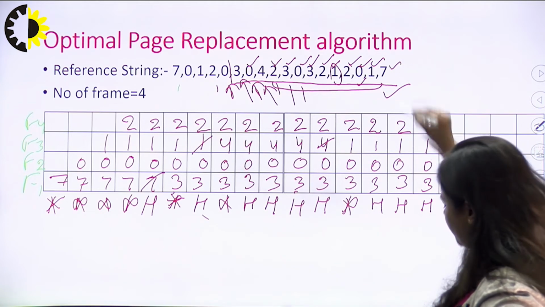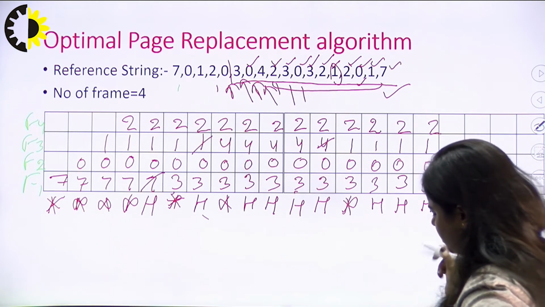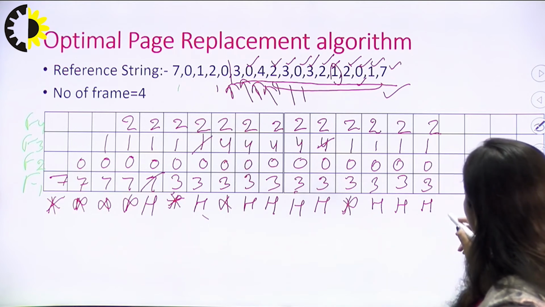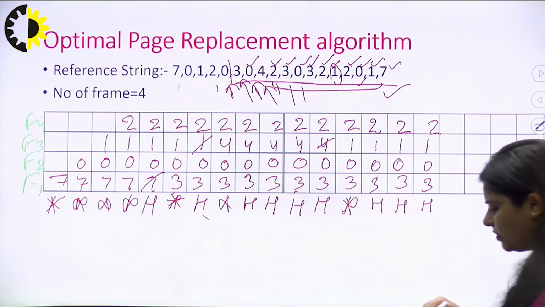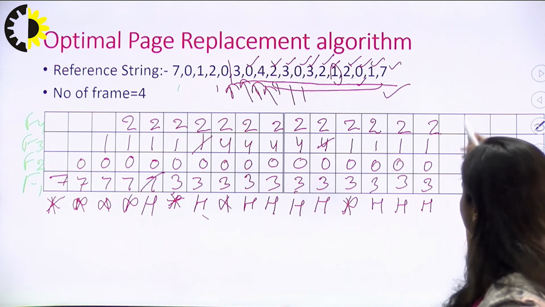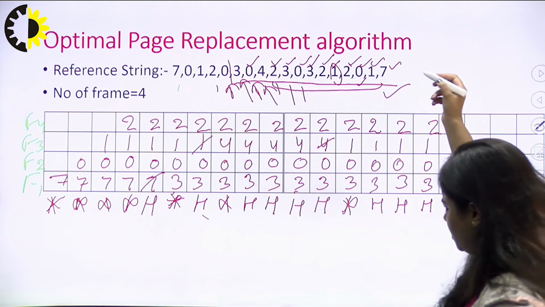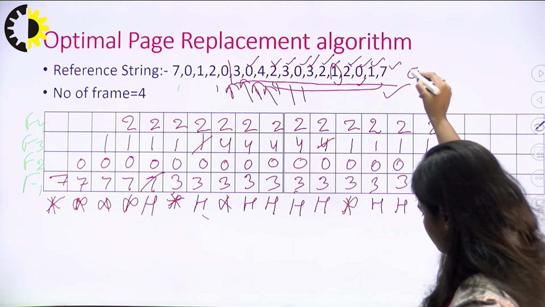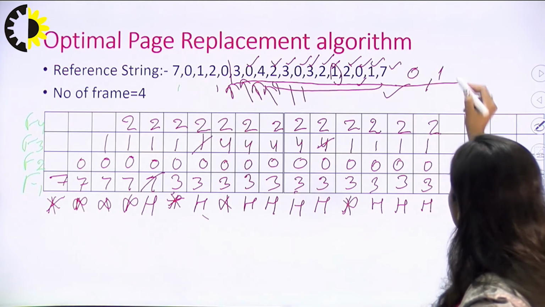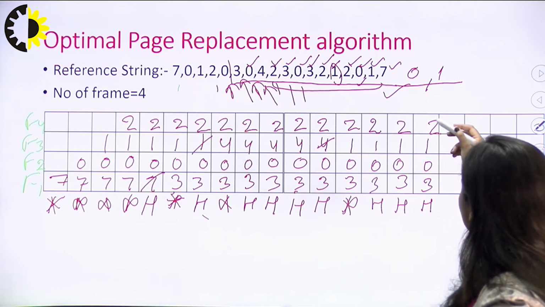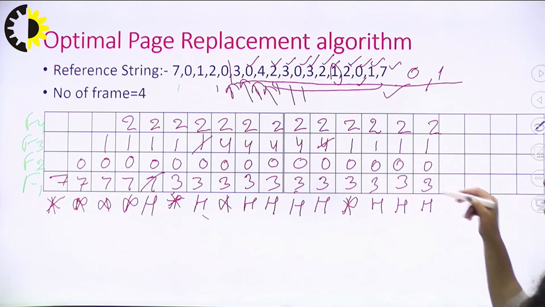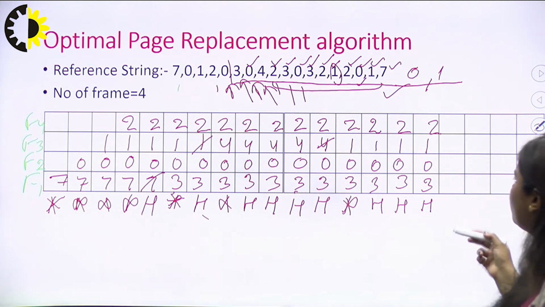Again we have 7. Now the scenario comes to 7, and we have 3 0 1 2. 7 is not present inside the frame. Let's extend this string. I will write 0 and 1 more over here to continue. So we have to remove a frame and write 7. Which frame will we remove? We will see.